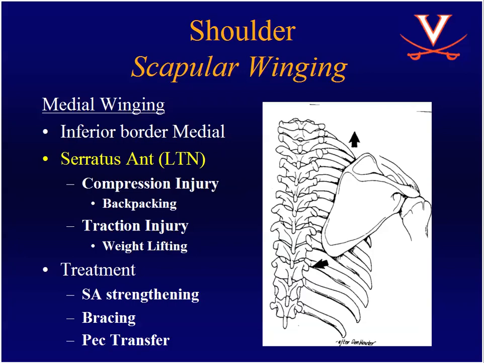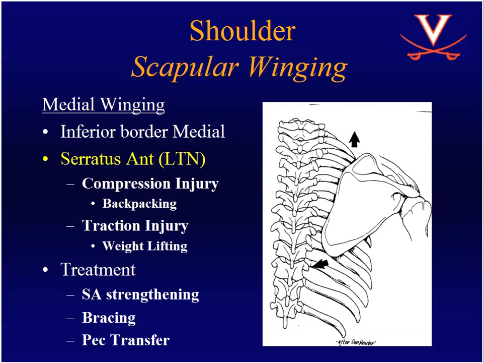Scapular winging. There's two kinds of winging. The way these wingings are named is based upon the inferior border of the scapula. If the inferior border of the scapula goes medial, that's medial winging. And that's the classic long thoracic nerve injury here.